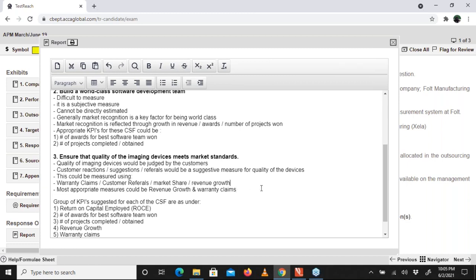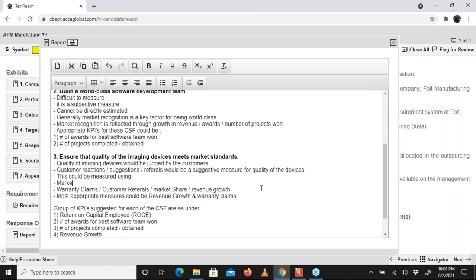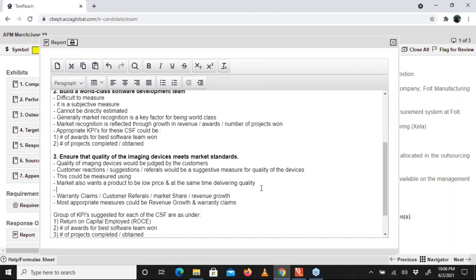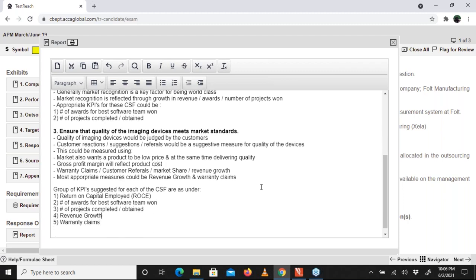The market standards are, the market also wants a product to be low priced and at the same time delivering quality. So this product price could actually be reflected through the cost, or you could say the gross profit margin will reflect the product cost. So what are you going to do? You're going to say revenue growth.